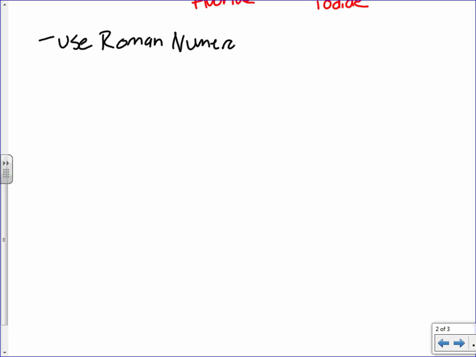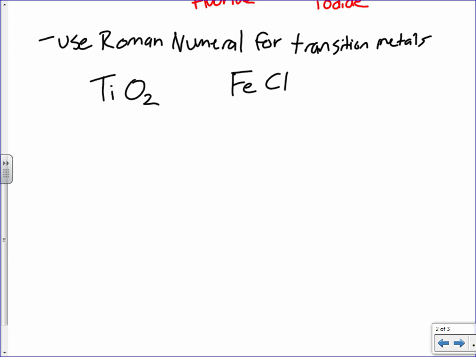Moving on. So that's the general rule. Cation first, anion second. However, there are a couple special cases. You need to use Roman numerals for transition metals. Okay, so let's say we had TiO2 or FeCl3.